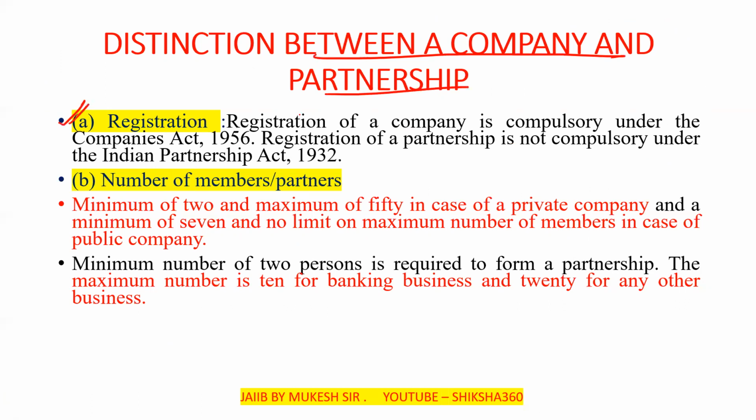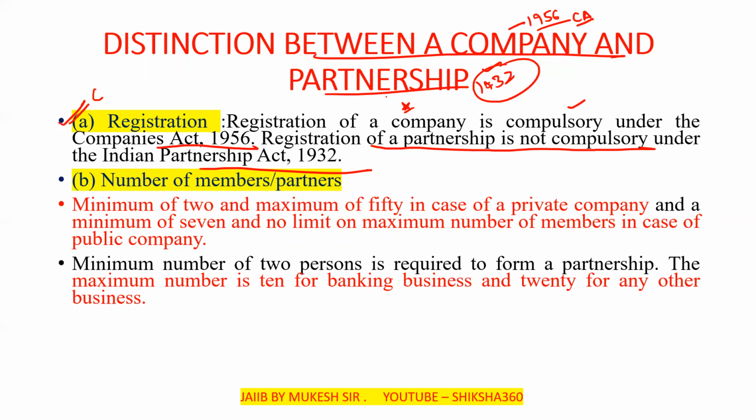First one is registration. A company is to be compulsorily registered under the Companies Act 1956. On the other hand, for the partnership form, it is not compulsory to be registered under the Partnership Act 1932. There is no compulsion, but if they want to register, they have to register under the Partnership Act 1932.